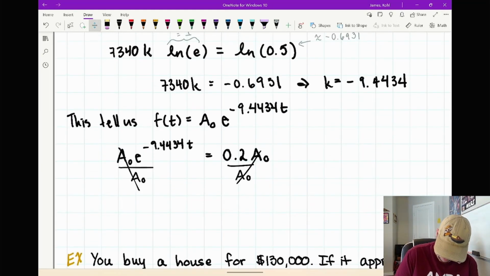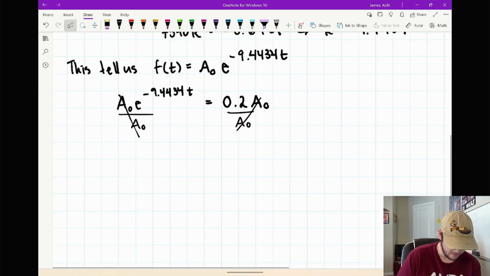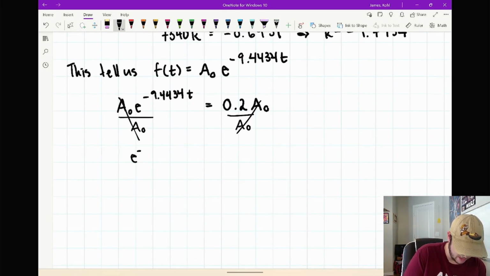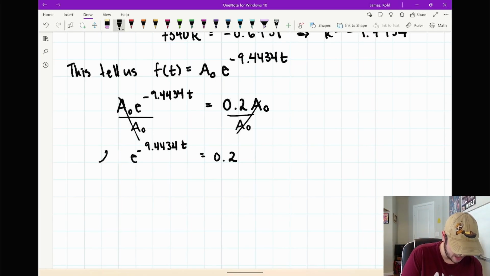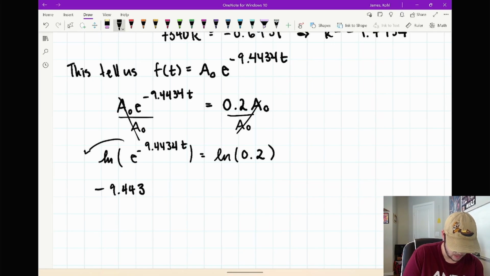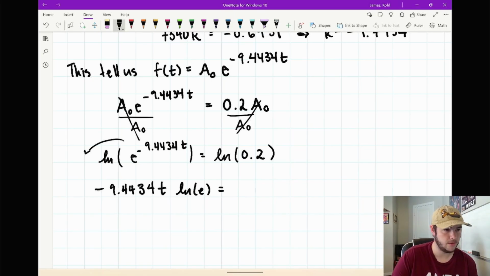And I need to make a little bit more room here. That will leave us with e to the negative 9.4434t equals 0.2. Next step is I need to take the natural log on both sides. And I'm going to make a little bit of room here. On the left side, that lets me bring my power down. On the right side, I need to approximate that using a calculator.